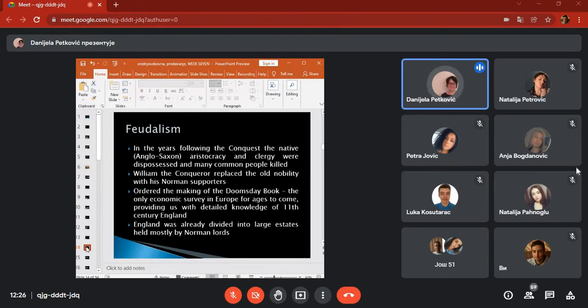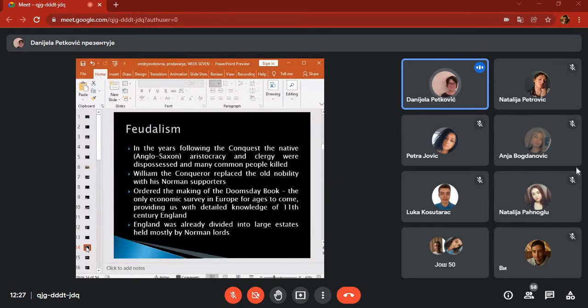He then kept on ruling, so that there were no significant social changes or challenges to the system. He simply eliminated the actors, eliminated those who participated, brought his own people, but the structure remained intact. It did not change. He was also very much interested in land as his possession and as the source of power. So he ordered the making of the famous Doomsday Book, which is the only economic survey in Europe. Nobody else in Europe was doing that.